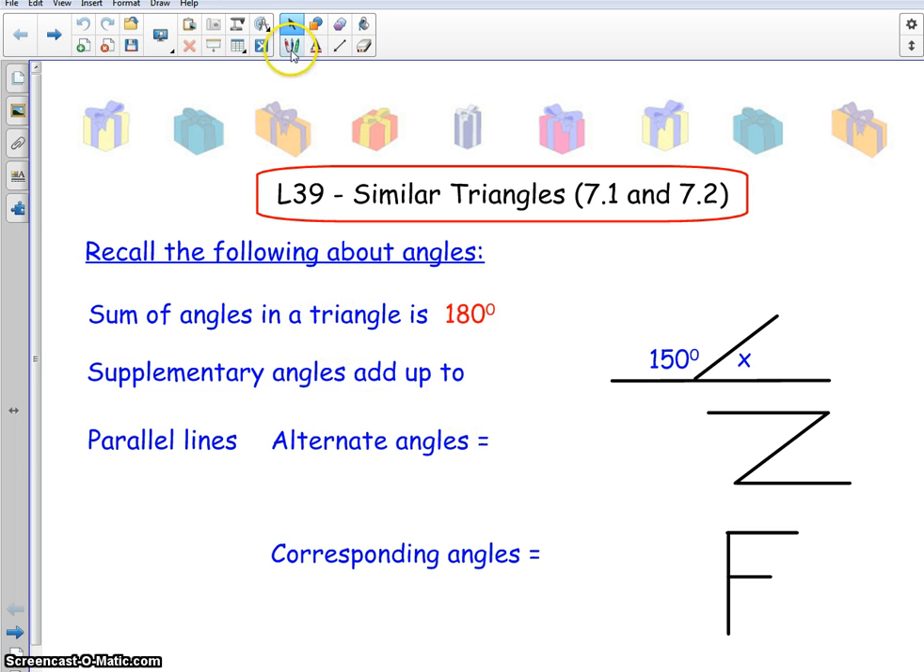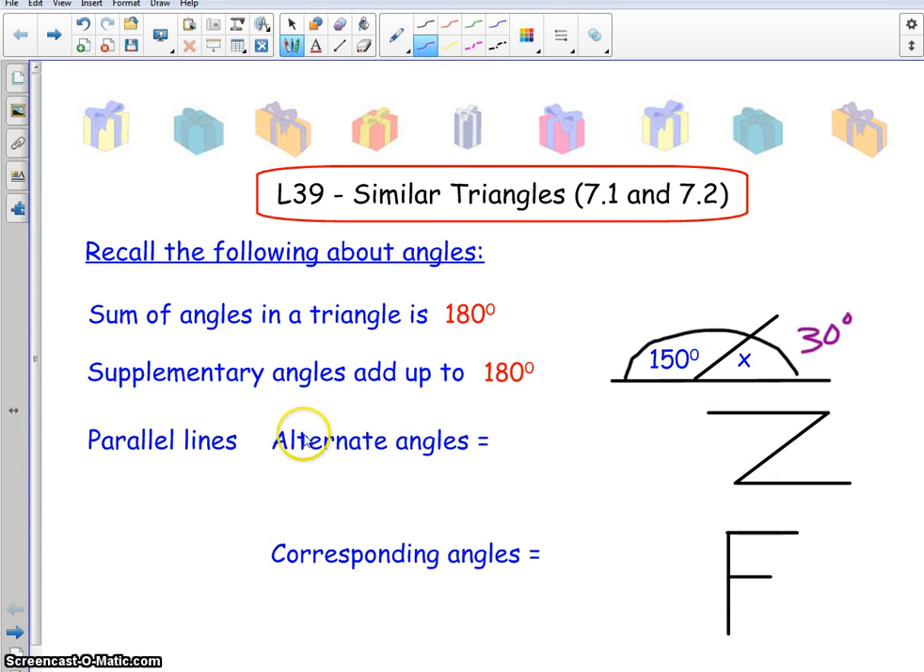Supplementary angles, such as the ones you see on the right, look like angles along a straight line. So you've got two angles here, 150 degrees and x. These supplementary angles have to add to 180 degrees. So that would mean that x in this case would have to be 30 degrees. So those can add together to 180.